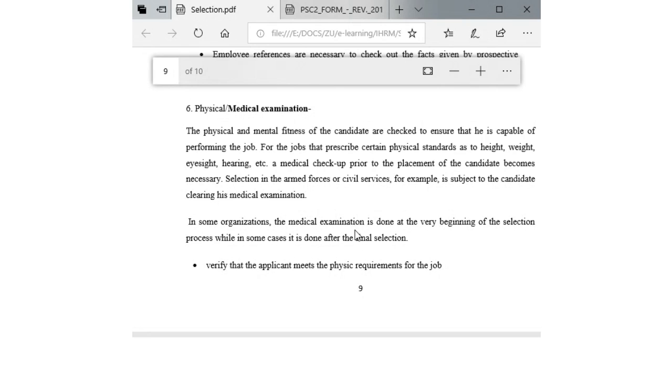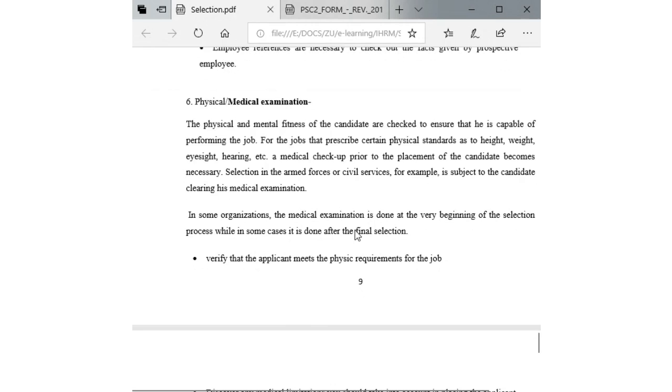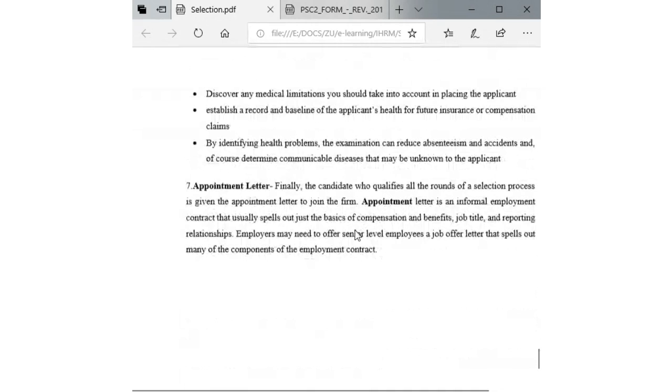They look at your height, they look at your weight, they look at your eyesight, they look at your hearing. Some jobs need to be very sensitive. The eyesight, you can see from afar because your task is very critical. So the medical report is very important. It should be provided based on the guidelines given by the organization.